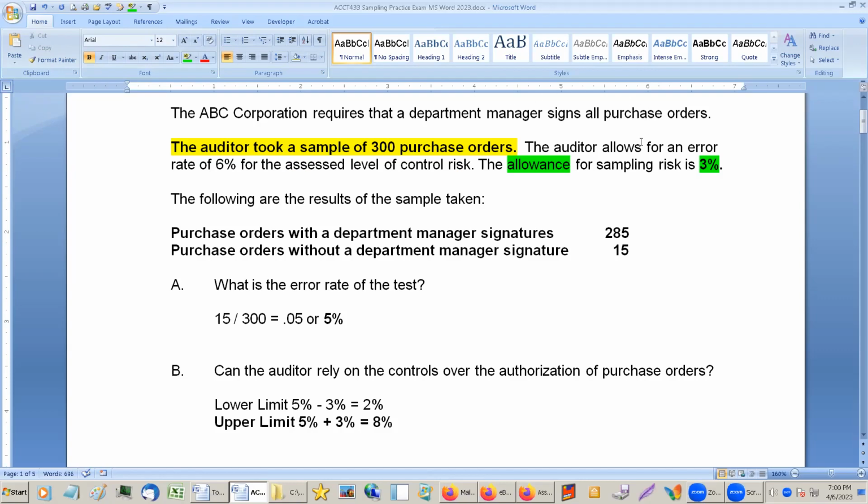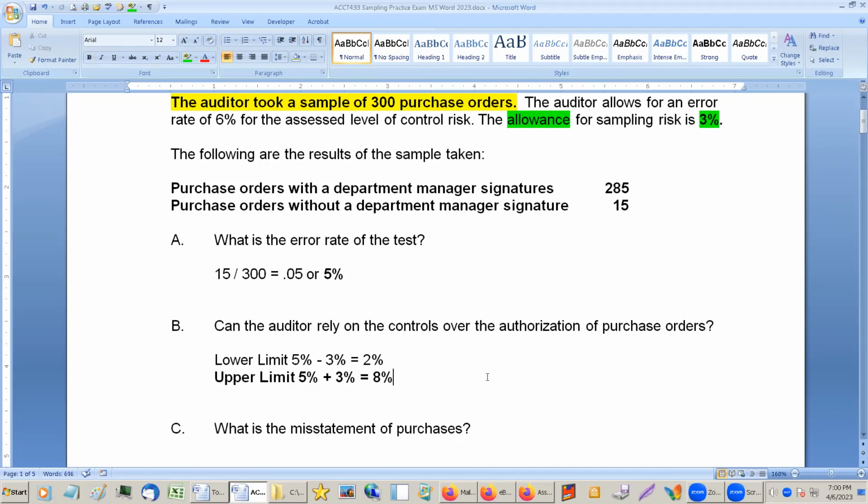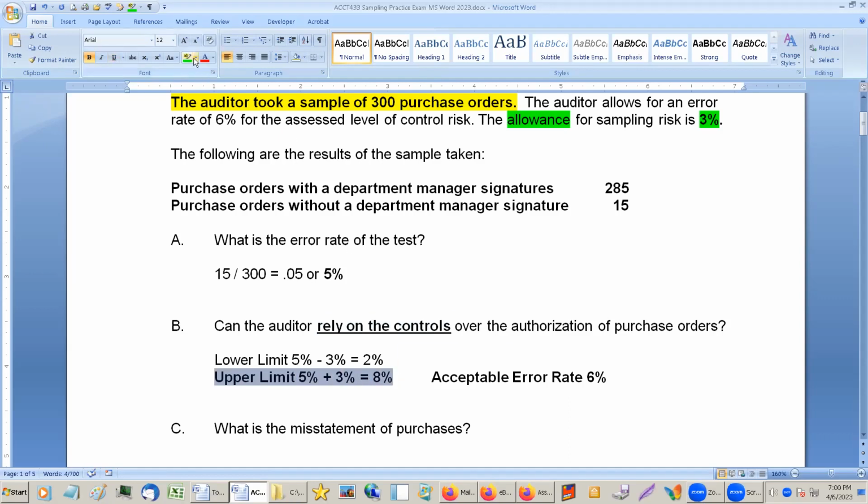This is the important one. The upper limit is that this could be off by as much as 8. Okay, so the acceptable error rate is 6%. So can we rely on the controls? No, nope, because it exceeds the upper limit.